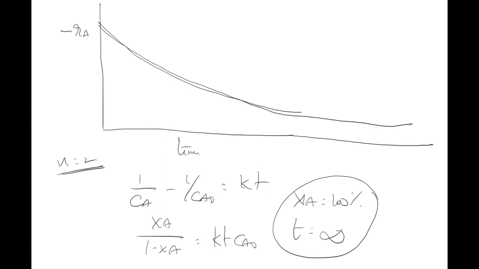That is why you will not target 100% conversion. You will target, let's say, 90% or 50%. That is the reason I asked about 50% conversion when I started the CRE class. If I target 100% conversion, the time required is infinity, and the volume of the reactor required for infinite time is infinite volume. So the target is low conversions.